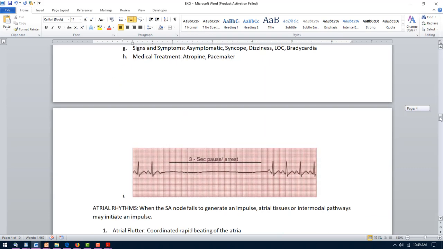Sinus arrest or pause, all that is a period of asystole.